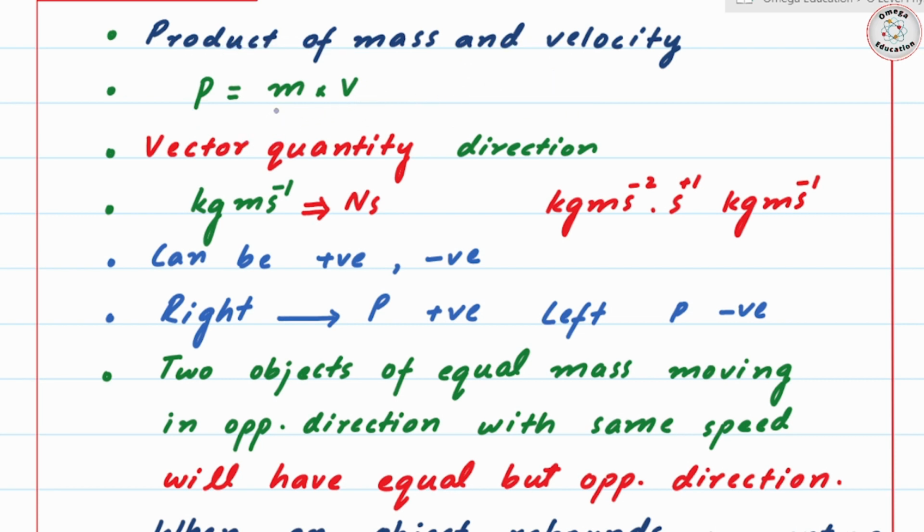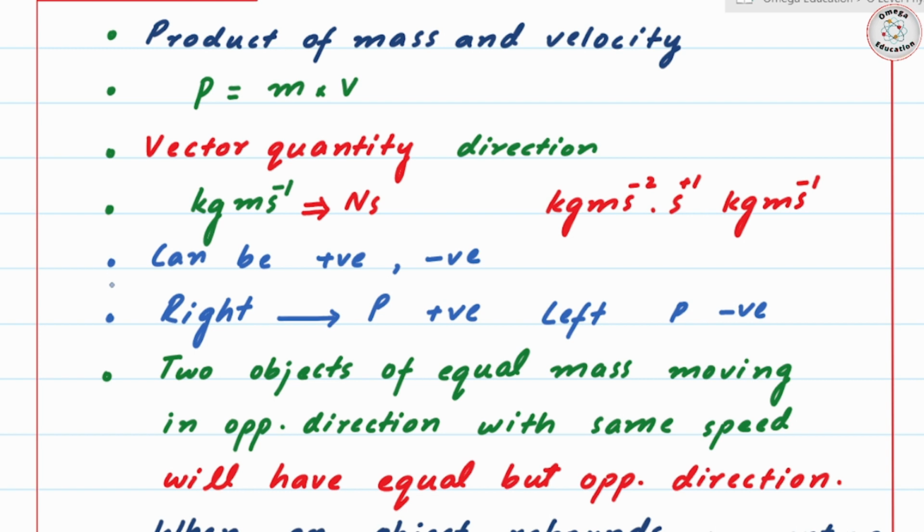Whenever you write your answer for momentum, you have to write kilogram meter per second with it, or you can also write Newton second. Because if we break down Newton second, then it'll be broken down to the same thing. I'm not getting into the conversions right now, but Newton can be broken down as kg ms^-2, and then you multiply by second, you get kg ms^-1.